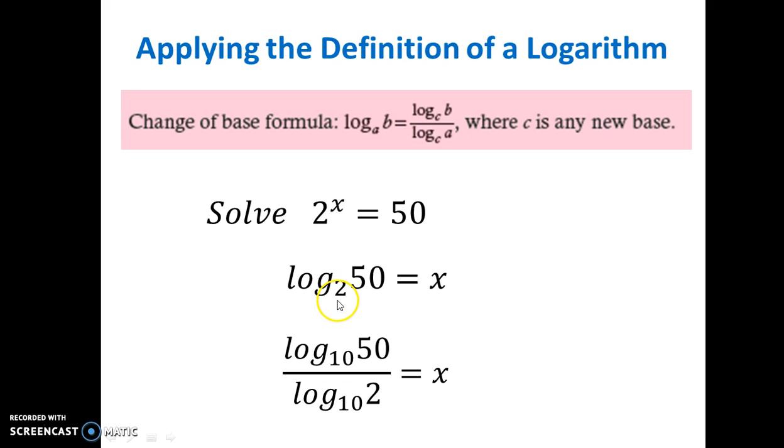We have log base 10 of 50. So that number always goes on top, divided by, and then log base 10 of this number. We could make this base any base we want, but again, 10 is like a standard log, so we're going to put that in here. That equals x.